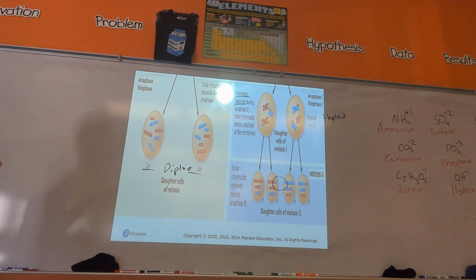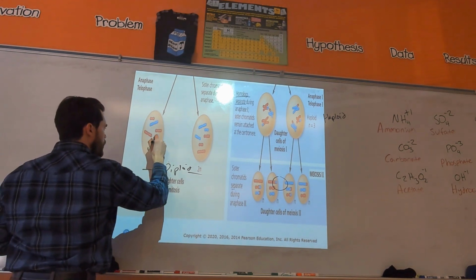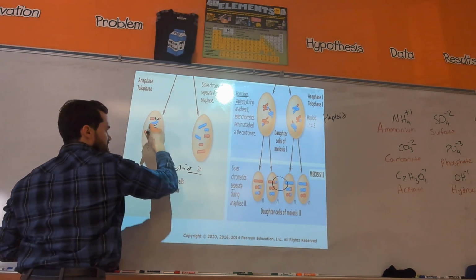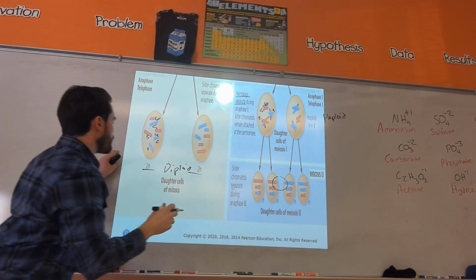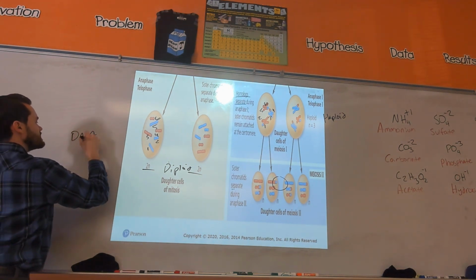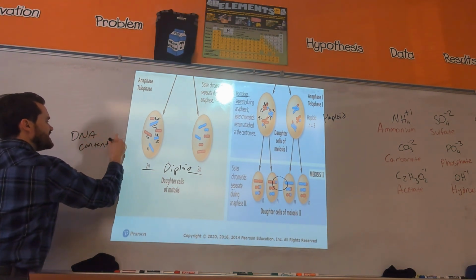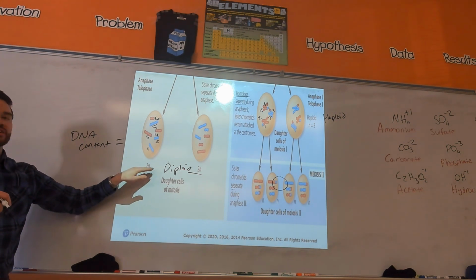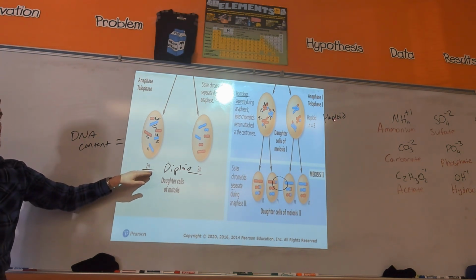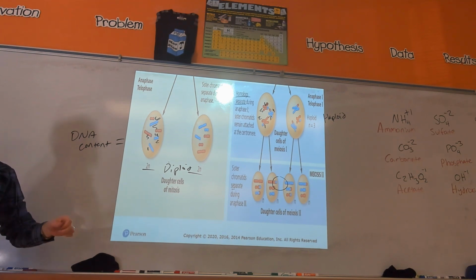Now, if you count the number of chromatids, you have 1, 2, 3, 4, 5, 6, and 1, 2, 3, 4, 5, 6. In other words, the DNA content is equal at the end of the first meiosis and the end of mitosis. There are 6 chromatids, but the number of unique chromosomes is half. That's why this is haploid and that's diploid. That's an important distinction to make, and it's something that can be overlooked.